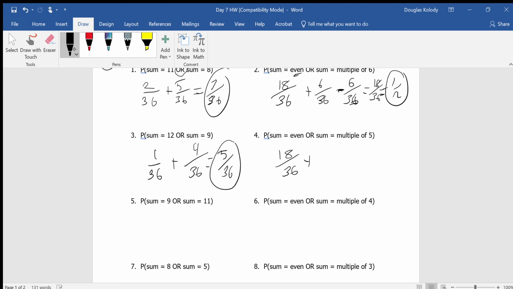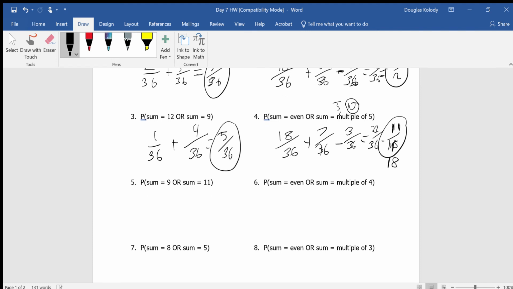The sum is even again, so that's 18 out of 36. Or, plus the sum is a multiple of 5, that's 5 and 10. So overall there's 7, 5s and 10s out of 36. Minus anything that's part of both groups, which in this case are the 10s. How many 10s are there? There's 3 of them. So minus the 3 10s out of 36, and I'm left with 22 over 36, or 11 over 18. That's an 11, and that's an 18, sorry.